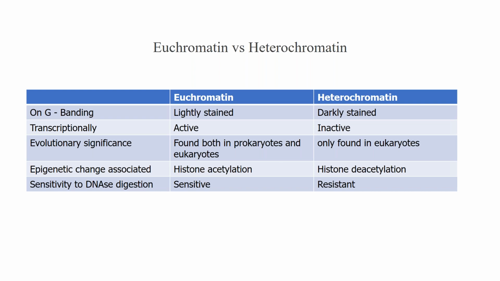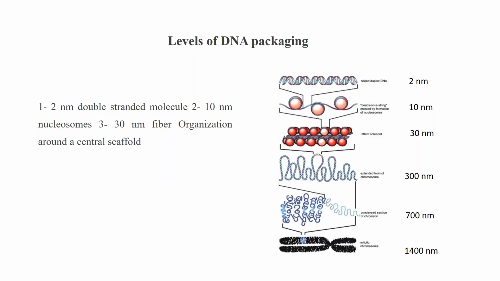So this is euchromatin. Similarly, those parts of the chromosome which are transcriptionally inactive, darkly stained, and histone deacetylated, I will tell you what acetylation and deacetylation mean, and which are resistant to DNA digestion, are heterochromatin. Okay? So you have to remember that chromatin, that is the chromosome material with histone and non-histone proteins, can be in euchromatin form, which is transcriptionally active, or heterochromatin form.